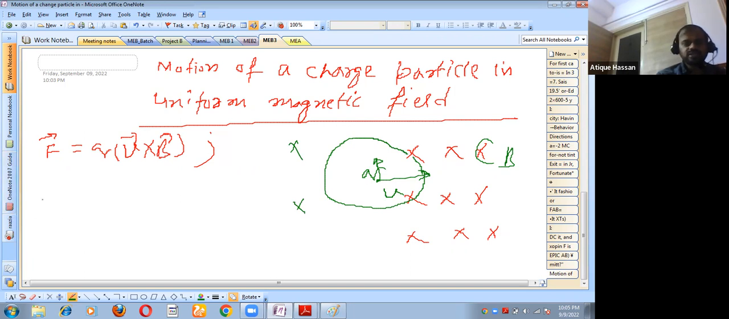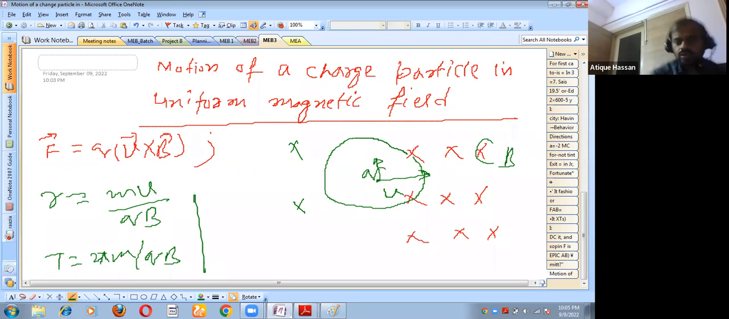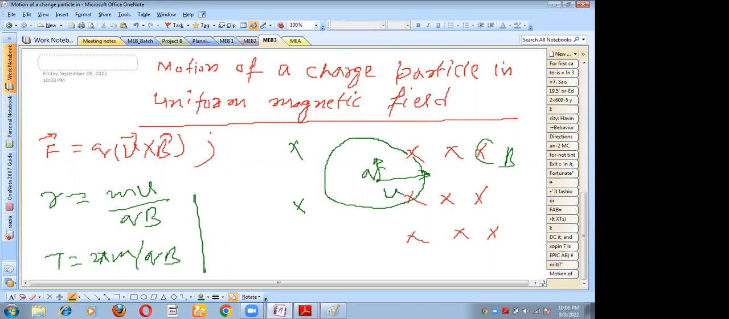So we already know the formula. The radius of the circle is R equal to mv upon qB. This I am not going to derive. Time period we all know, T is equal to 2 pi m by qB. I think these formulas all of you know, right? R is equal to mv by qB, and T is equal to 2 pi m by qB, the time period of the circular motion. Do I need to derive this? Radius of the charged particle.